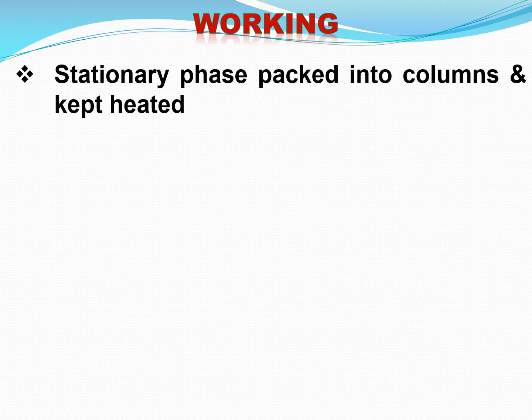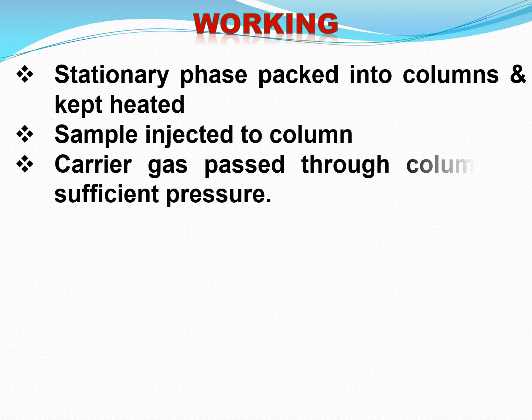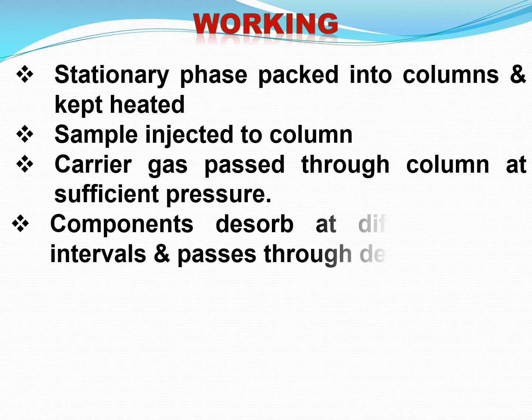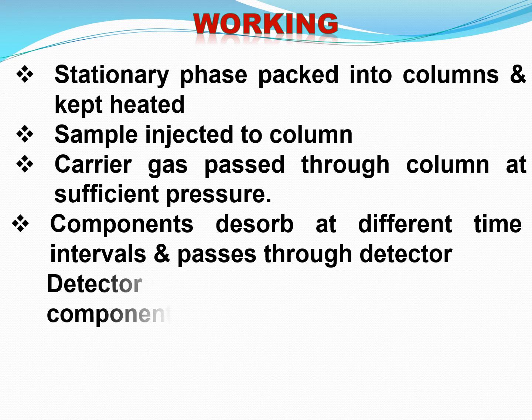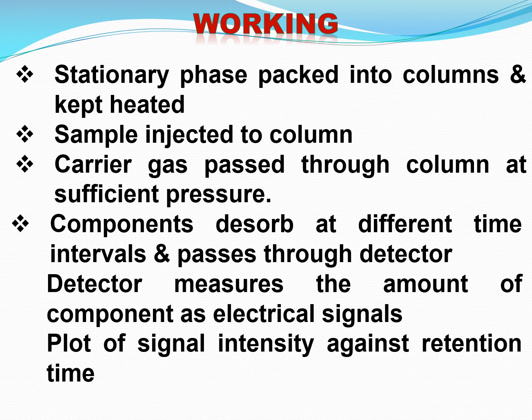How does a gas chromatography separation work? Stationary phase is packed into columns and kept heated. The sample is injected into the column. The carrier gas is passed through the column at sufficient pressure. The components desorb at different time intervals and pass through the detector. The detector measures the amount of component as electrical signals, and a plot of signal intensity against retention time is the chromatogram.